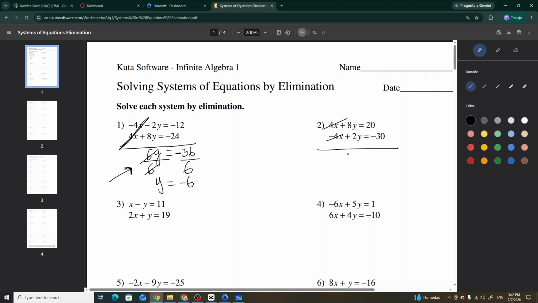Plus 2 gives me 10y, and negative 30 and positive 20 gives me negative 10. And then I solve the one-step equation, just dividing by 10. So 10 and then 10.